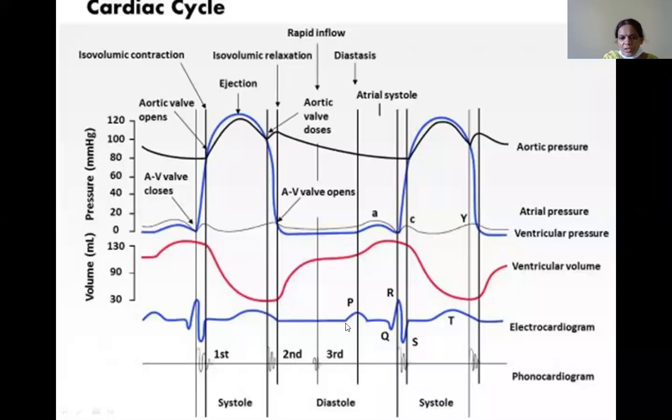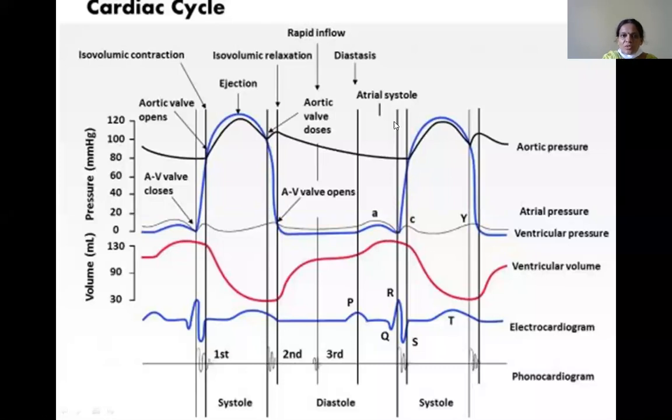So atrial contraction, what happens? Atrial depolarization. So the atrium is contracting. So the P wave is being produced. What happens? Blood is going into the ventricles. That is how the blood in the ventricles is being increased, right? Here the blood is increasing. This is the ventricular volume curve, which is being shown here. So ventricular volume is being increased. When the ventricular volume is being increased, automatically the ventricular pressure will be increased.